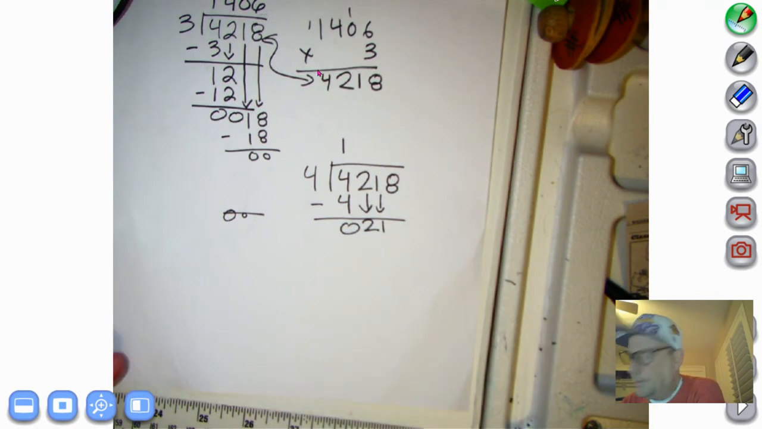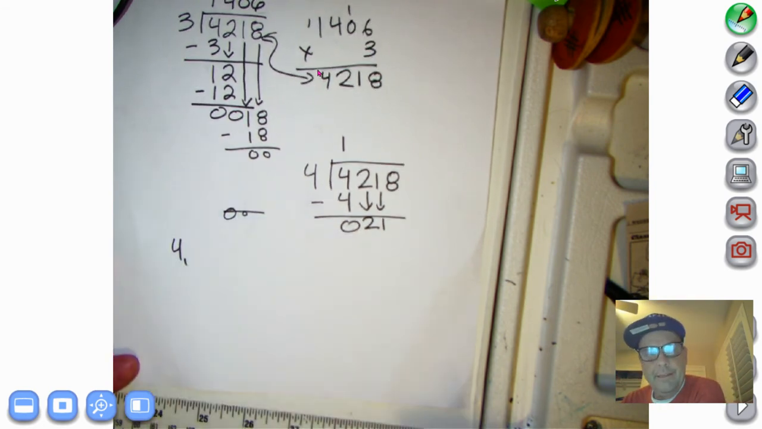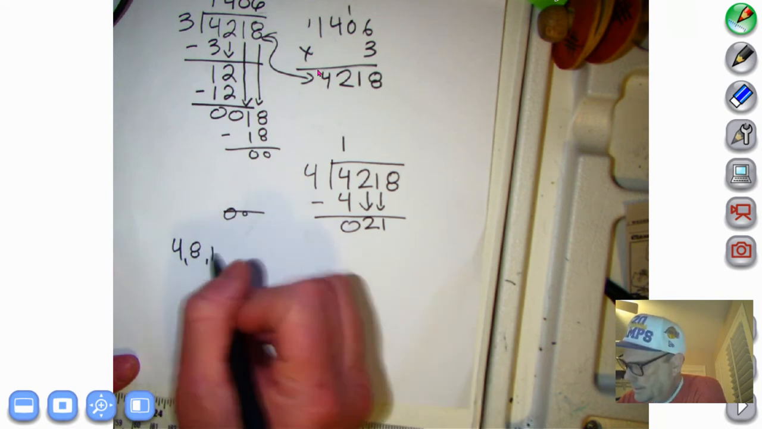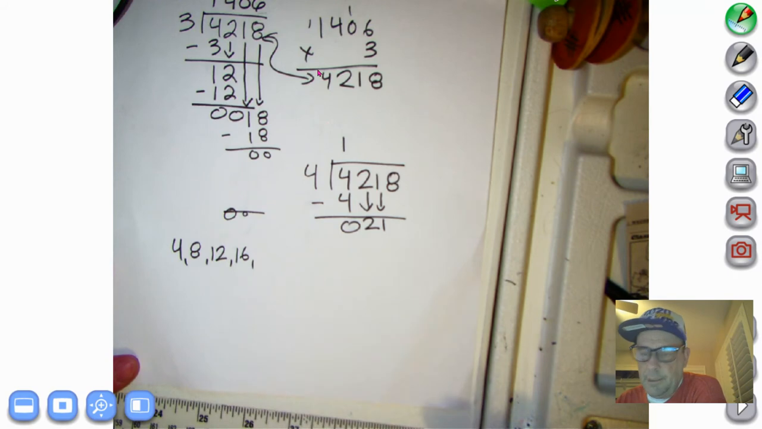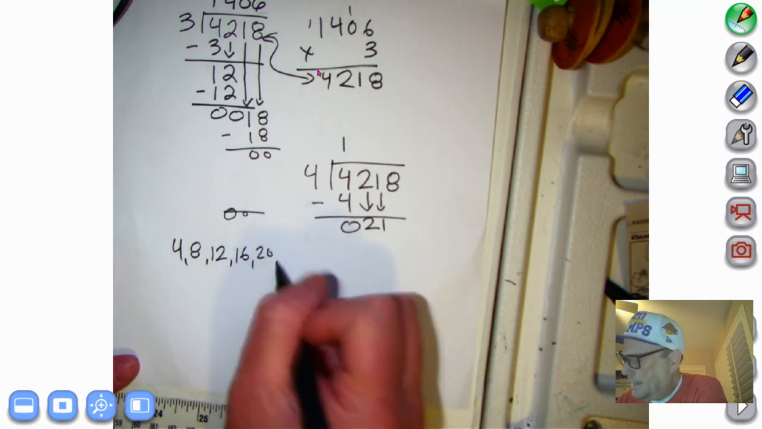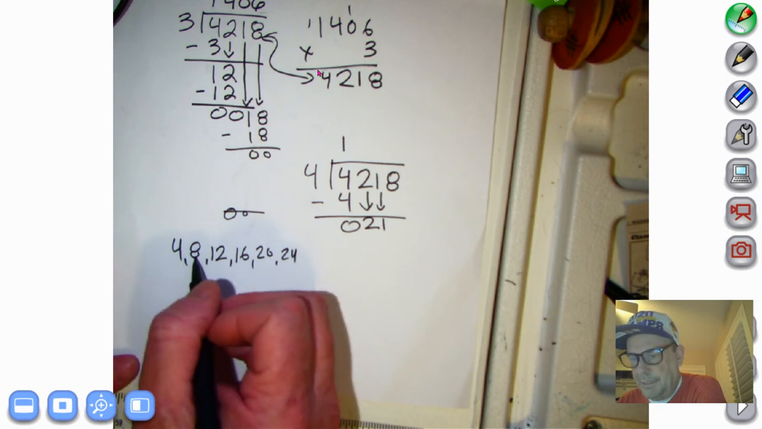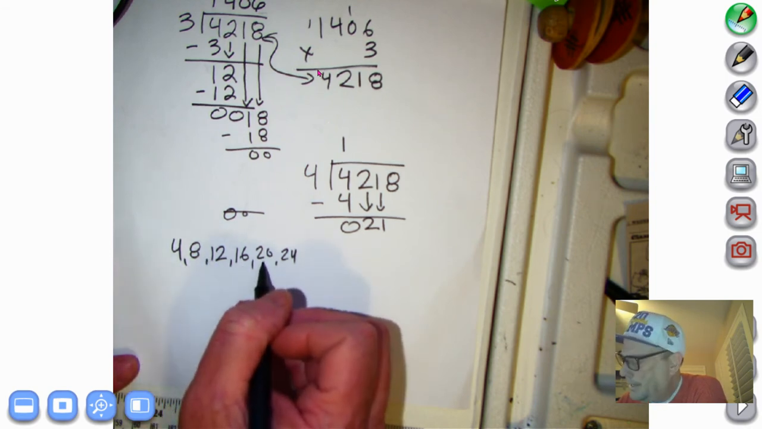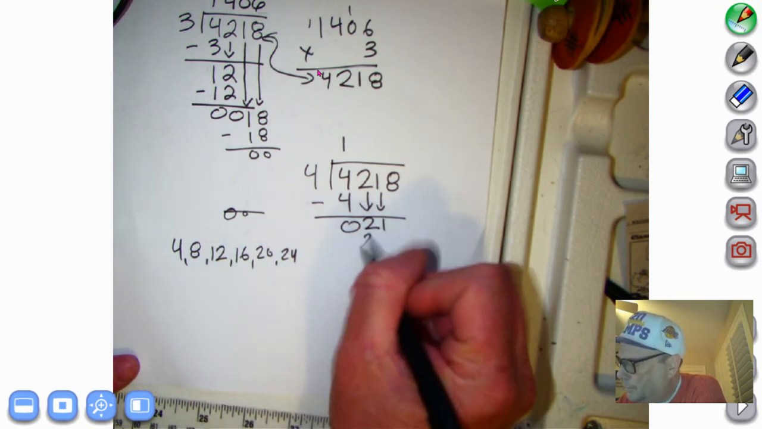Let's count by 4s to see how many 4s we can squeeze into 21. 4, 8, 12, 16, 20, 24 is next. So 4 times 1 is 4. 4 times 2 is 8. 4 times 3 is 12. 4 times 4 is 16. 4 times 5 is 20. 4 times 6 is 24. So I'm going to go with 4 times 5, which is 20.